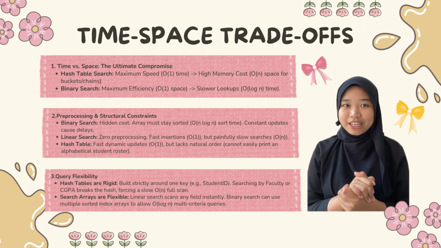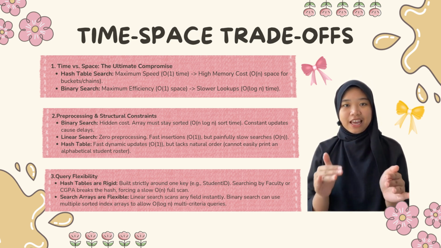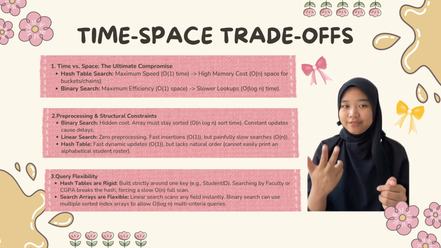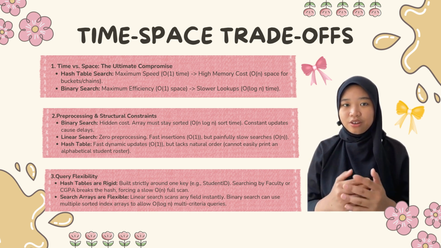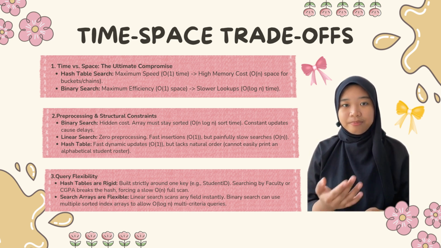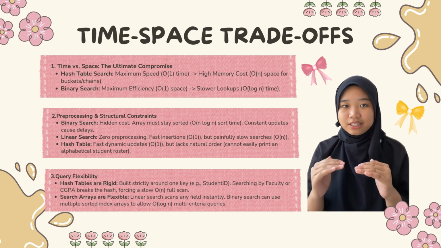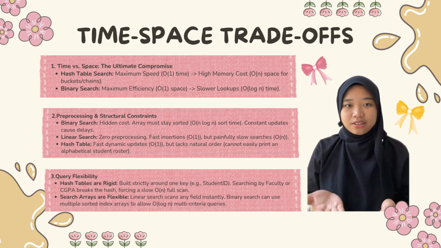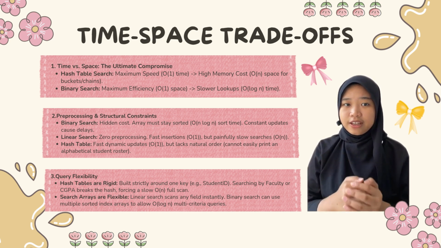Next, let's talk about the trade-offs. Choosing the right database engine is a balancing act between speed, memory, and flexibility. First, hash tables give us instant O(1) lookups, but they sacrifice server RAM. Binary search saves RAM, but compromises on speed and requires the data to be constantly sorted, which causes delays during heavy updates. Finally, consider flexibility.